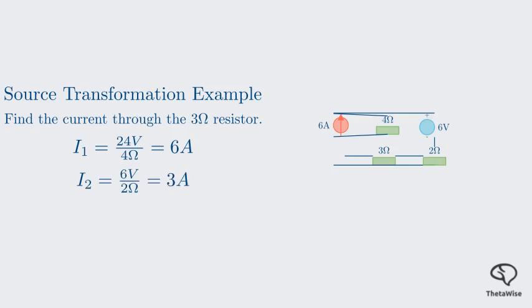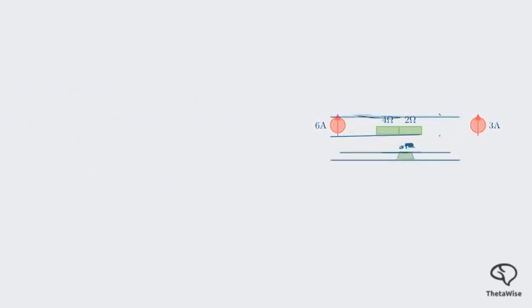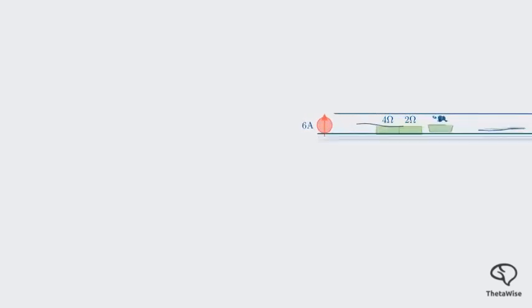Now let's do the right branch. We have a 6-volt source in series with a 2 ohm resistor. The equivalent current source is 6 volts divided by 2 ohms, which is 3 amps. This gives us a 3 amp source in parallel with a 2 ohm resistor. By transforming the 2 outer branches, we've created a circuit where all 3 main branches are in parallel. We now have a 6 amp source, a 3 ohm resistor, and a 4 ohm resistor all in parallel, plus a 3 amp source and a 2 ohm resistor in parallel.